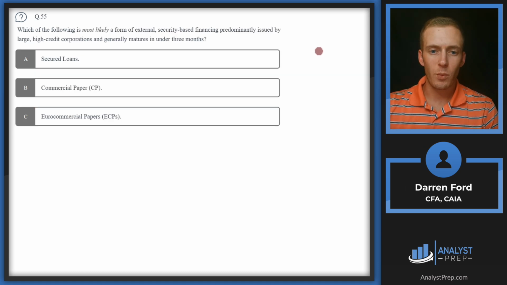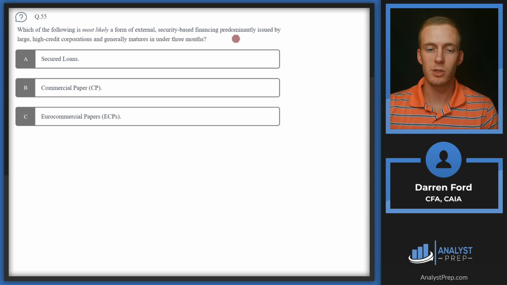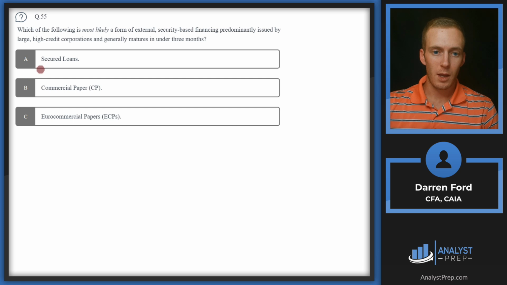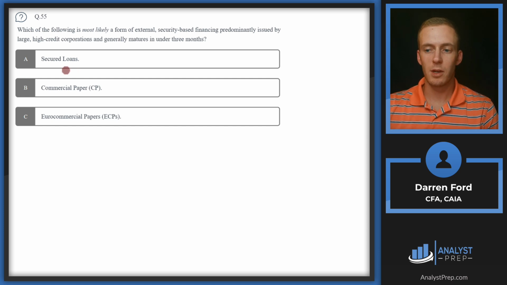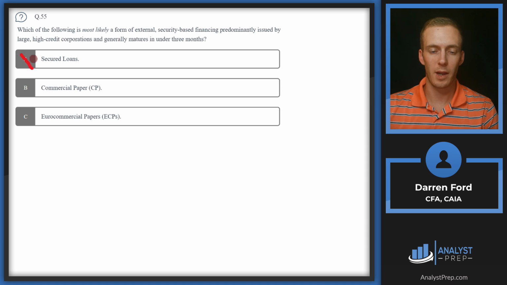Question 55, which of the following is most likely a form of external security-based financing predominantly issued by large high credit corporations and generally matures in under 3 months? A, secured loans. Secured loans are going to involve collateral, which is going to be an internal enhancement and typically longer term. So we're going to go ahead and rule that out.